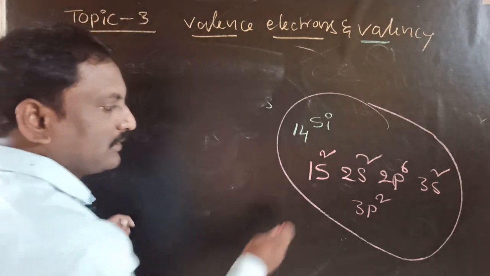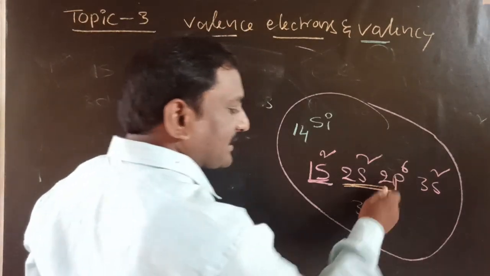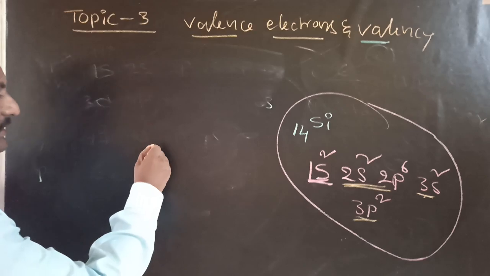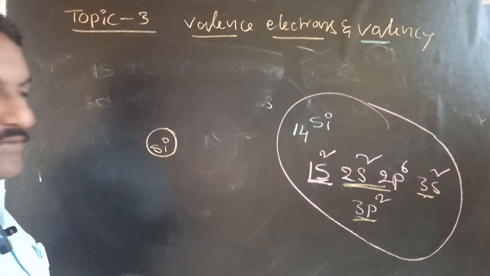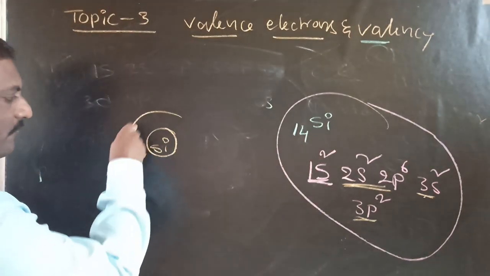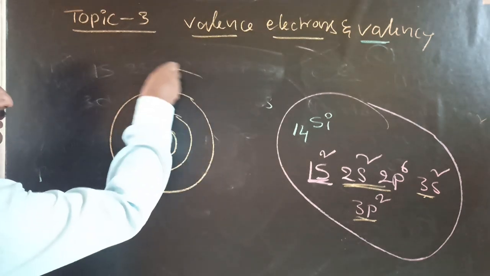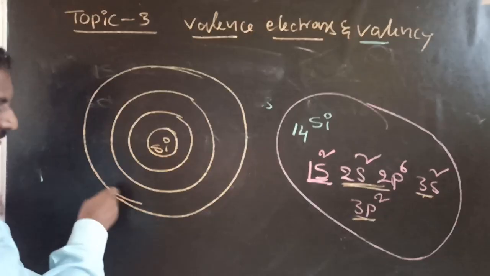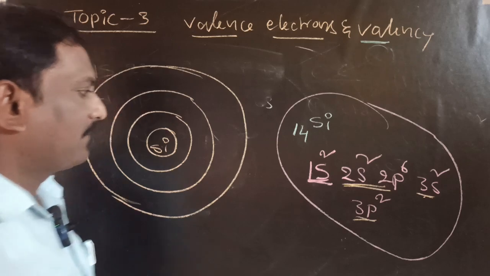In this one, 1 means first shell, 2s2p means second shell, 3s3p means third shell. Let me draw the shell representation diagram of silicon. Let us assume the nucleus of silicon. It has three shells. First shell, second shell, and third shell.